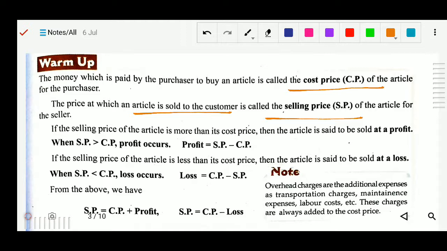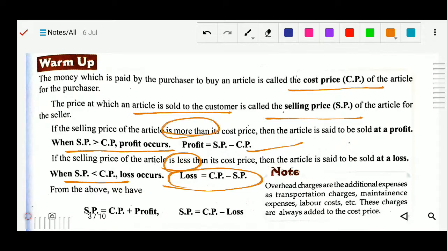If the selling price of the article is more than the cost price, then that is your profit. So profit equals selling price minus cost price, because the selling price is greater than the cost price for a profit. If the selling price of an article is less than the cost price, then it is said to be a loss. So when the selling price is less than the cost price, that is the loss. So loss equals cost price minus selling price. So these are very important.